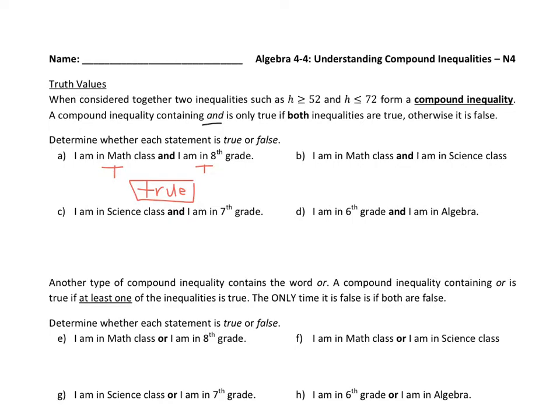Let's do one more. Letter B. I am in math class. That is true. And I am in science class. Well, if you're in math class, you can't possibly be in science class, so that's false. Because they are not both true, your truth value for this is false. Try the next two.